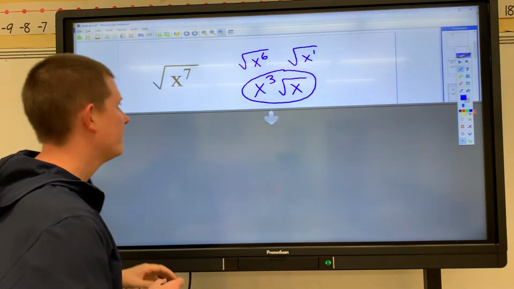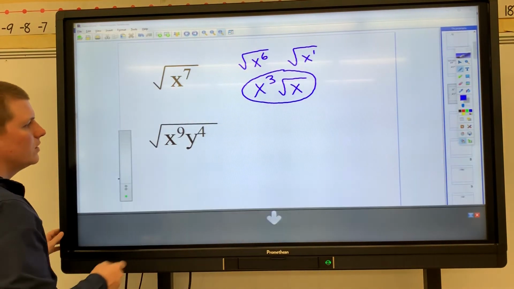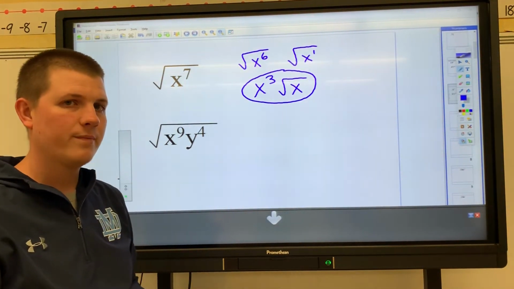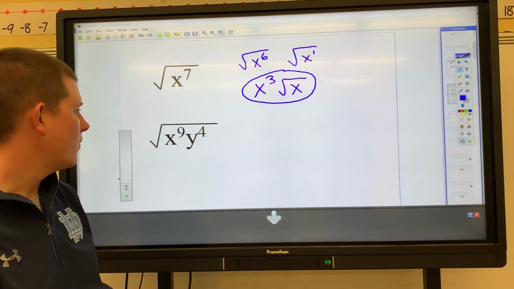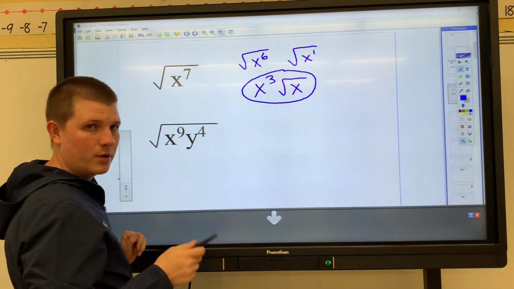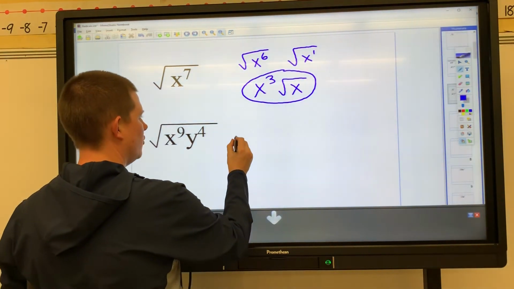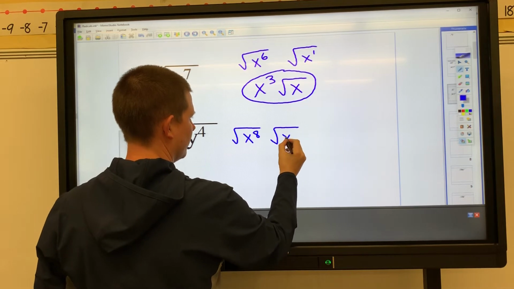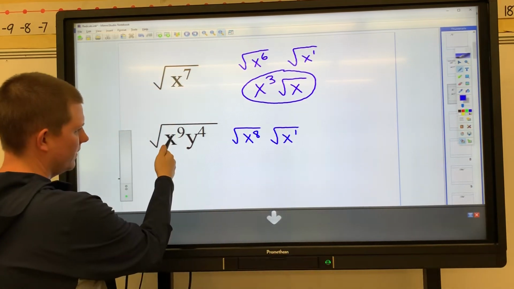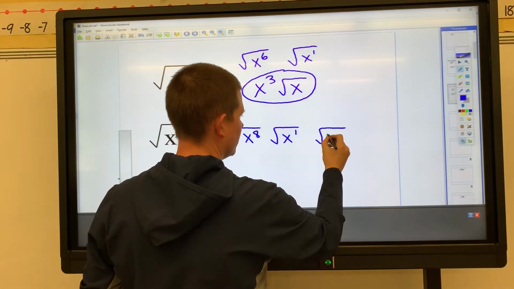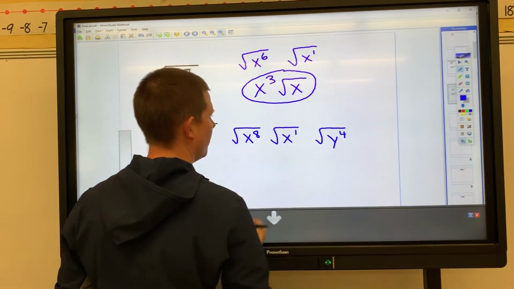Okay? Square root of x to the 9th and square root y to the 4th. So let's break it up. 9 is an odd number, so we're going to break it up into x to the 8th and x to the 1st. Okay? Now y is an even number, so we don't have to break it up. We're just going to leave it as y to the 4th.